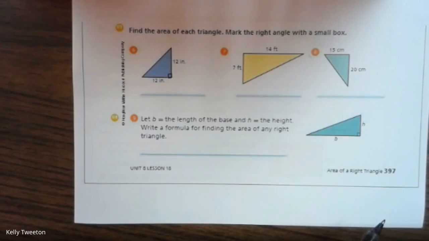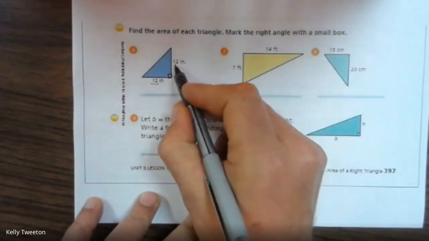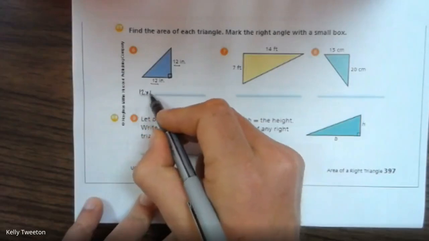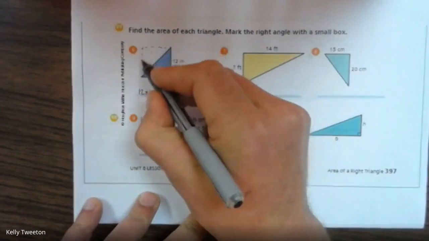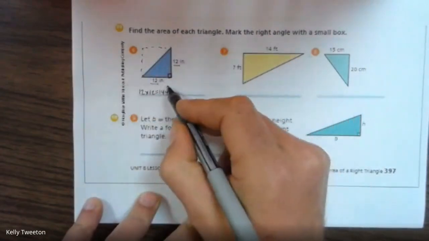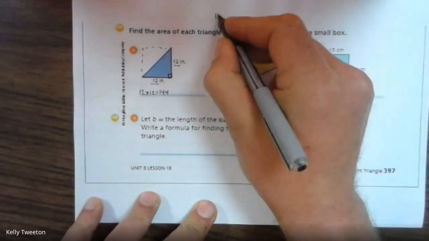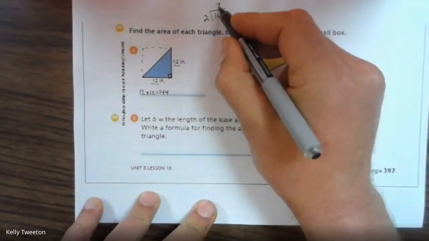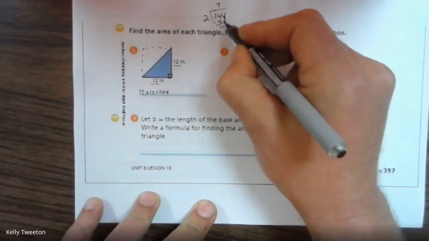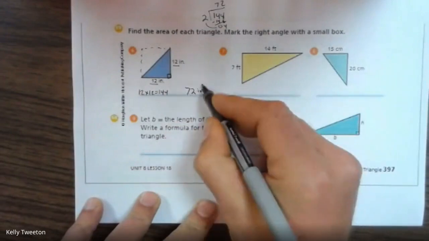Now that it's a right angle, we just do the same formula we did before. It's half of the base times the height. So here's my base. Here's my height. And 12 times 12 equals 144. But it's not a square. It's half a square. So half of 144. How do you find half? Well, you could take 144 and divide by 2 if you didn't know. 2 goes into 14 7 times. That's 14. Bring down your 4. 2 goes into 4 2 times. So the answer would be 72 inches squared.